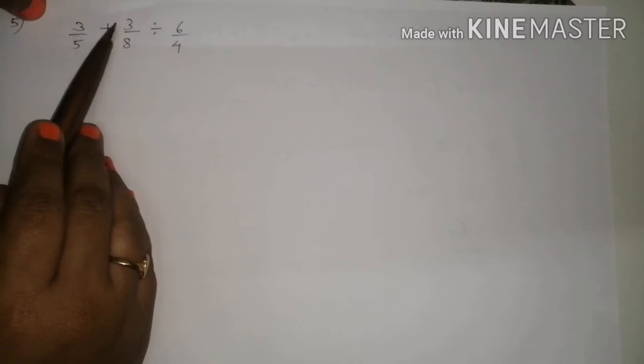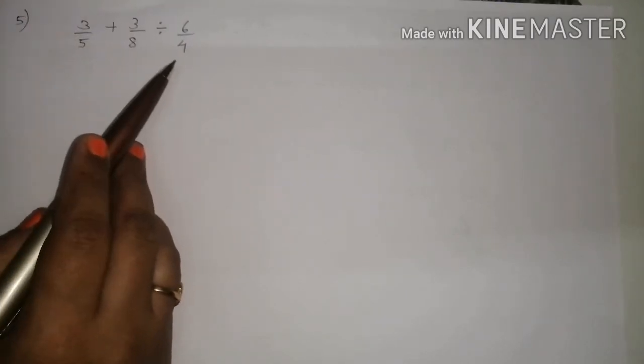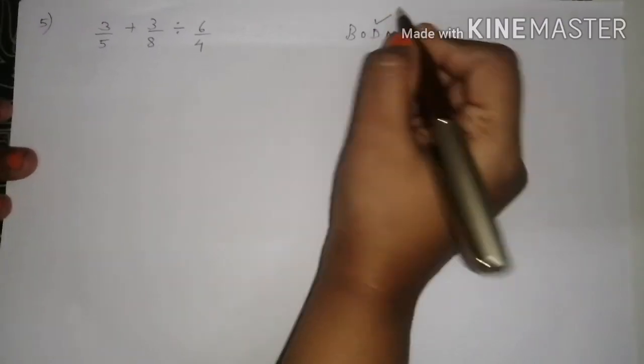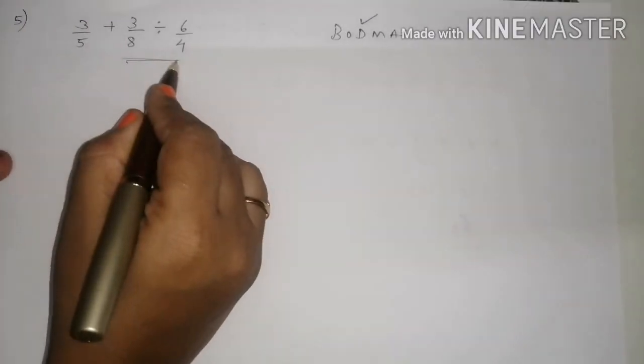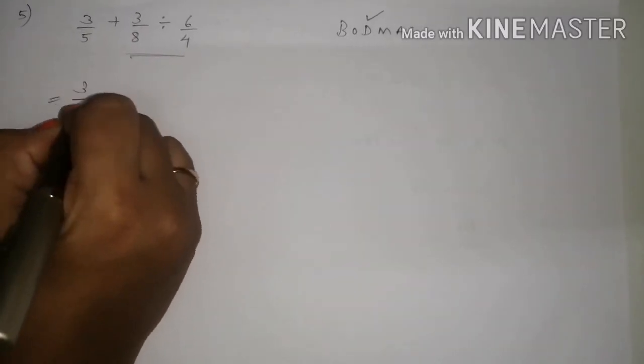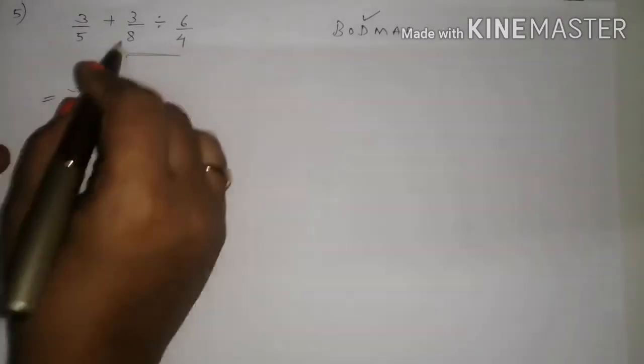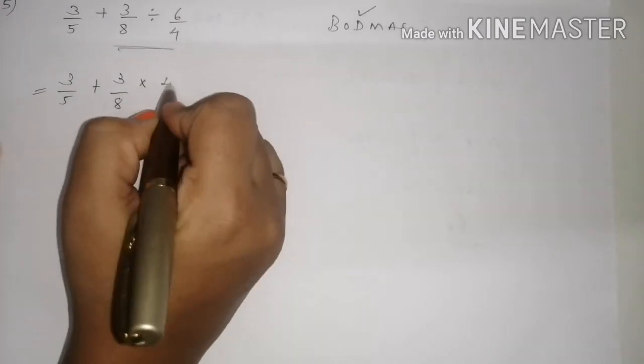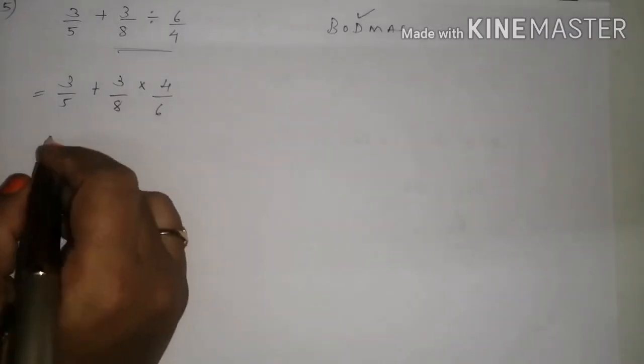3 upon 5 plus 3 upon 8 divide 6 upon 4. According to BODMAS, first we have to solve division. So we have to solve this part first. This part we have to keep as it is, 3 upon 5 plus 3 upon 8. This divide I'll make it multiply, so this will become inverse. This will become 4 upon 6.